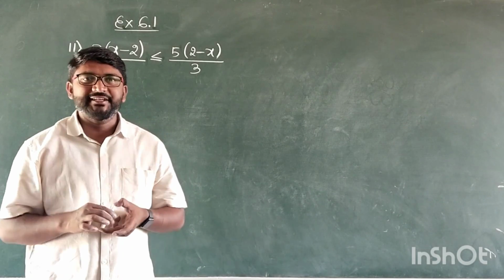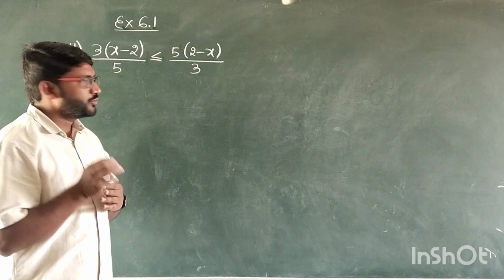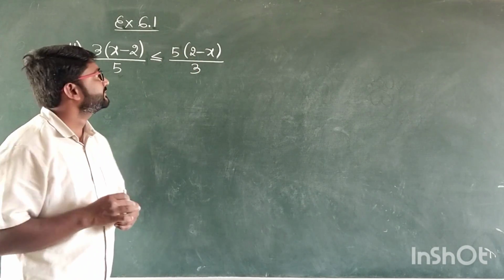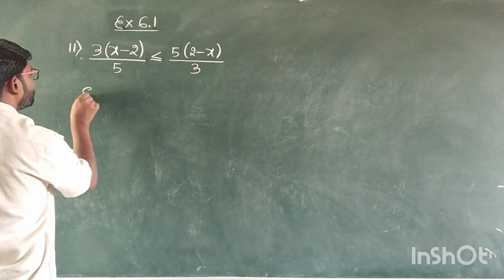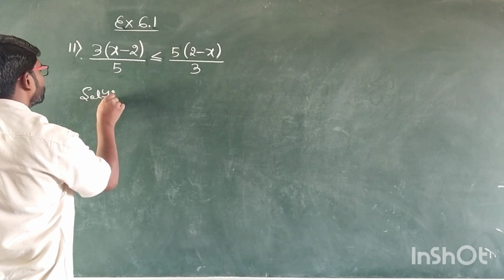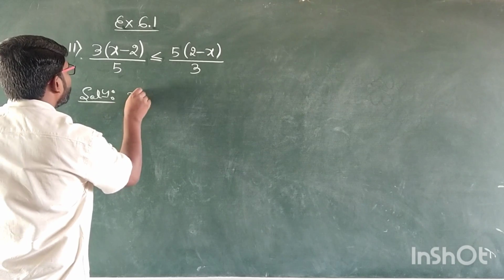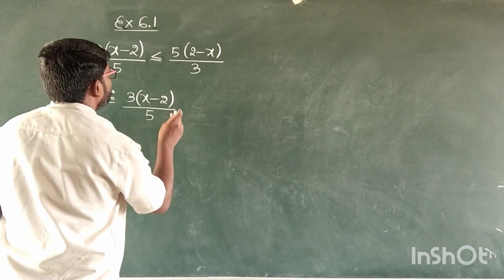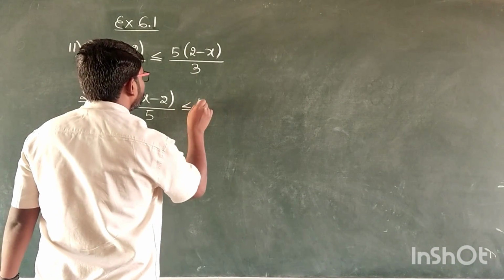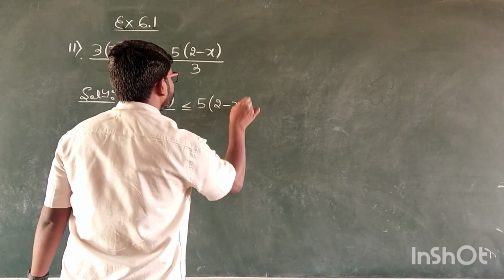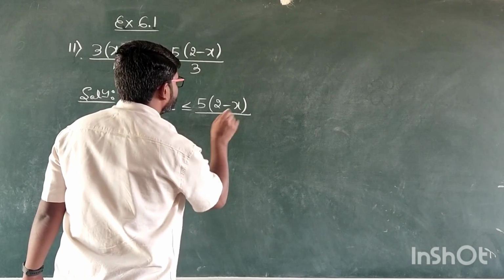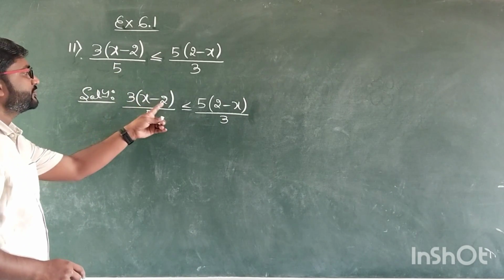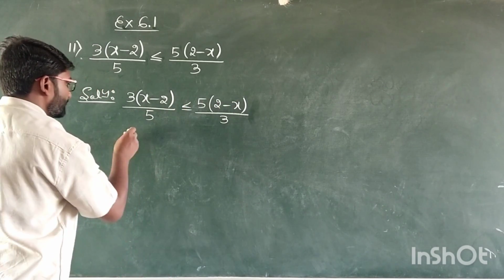Well, question number 11 it is 3 times x minus 2 divided by 5 less than or equal to 5 times 2 minus x divided by 3. Let us write the given inequality. 3 into x minus 2 divided by 5 less than or equal to 5 times 2 minus x divided by 3. So now let us multiply 3 with these two terms and 5 with these two terms.